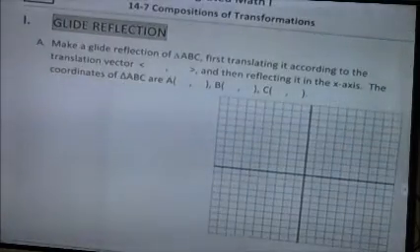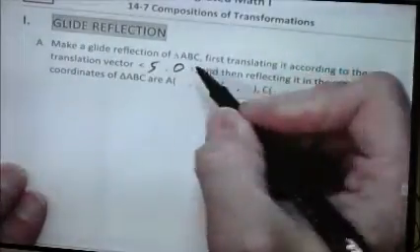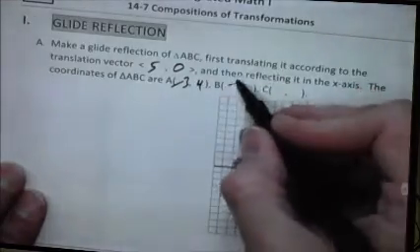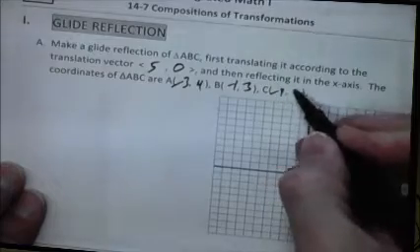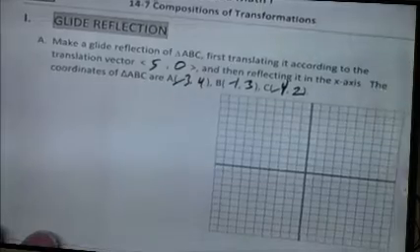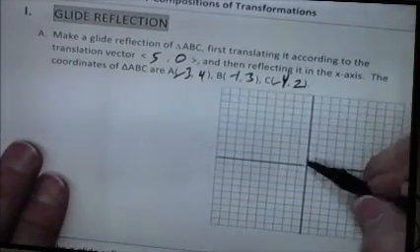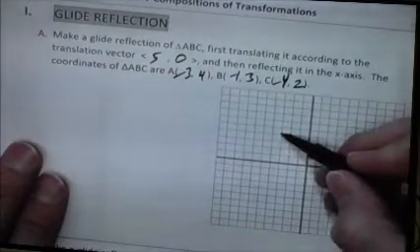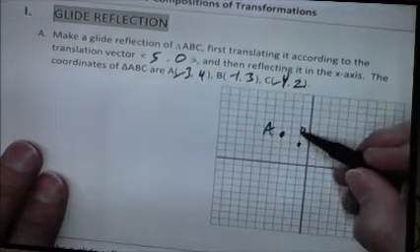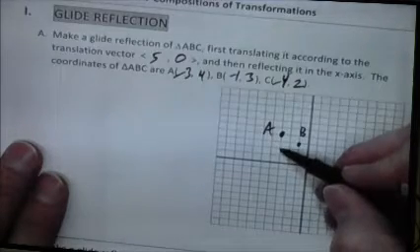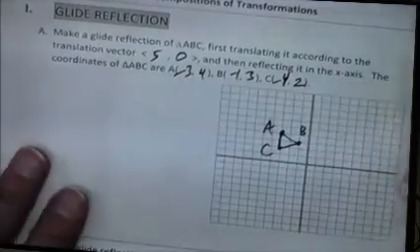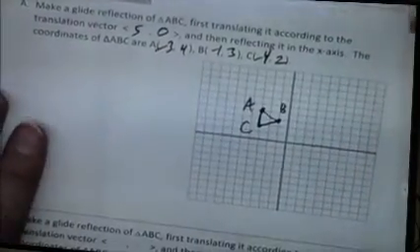So for this one, let's use a translation vector of 5 and 0 and put the points -3 and 4, -1 and 3, -4 and 2. So let's put -3 and 4 for A. B is -1 and 3. And -4 and 2 for C. Pretty small one this time. I don't know why it's smaller than the others, but it won't matter here much.